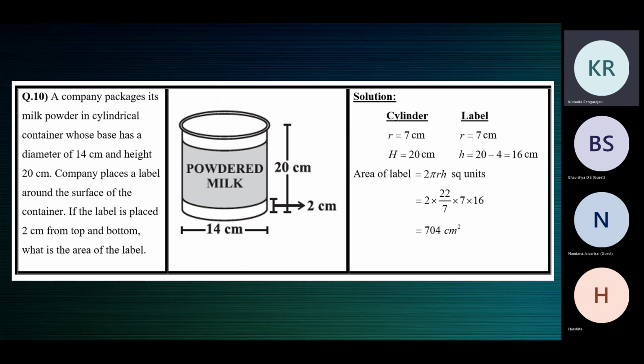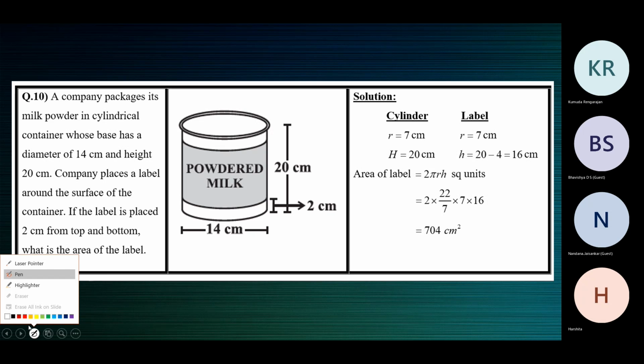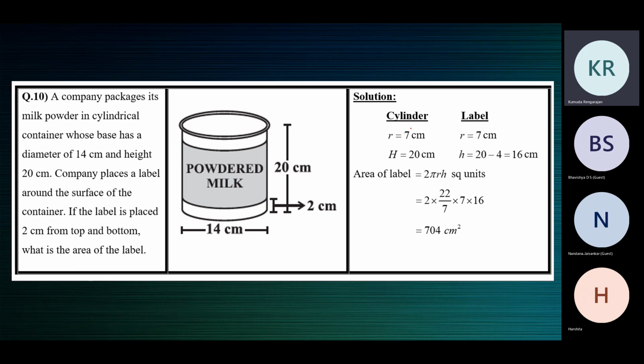Okay, now you can understand this. So here I've just mentioned the values for the cylinder and the label. So cylinder, the radius is 7 and height is 20. For the cylinder, height is 20. But the label also goes around the cylinder. So the label also, after sticking it, it will be cylindrical. Once you stick the label, the label also will be cylindrical. So the radius is 7 centimeters. Height of the label will be 20 minus 4, 16.